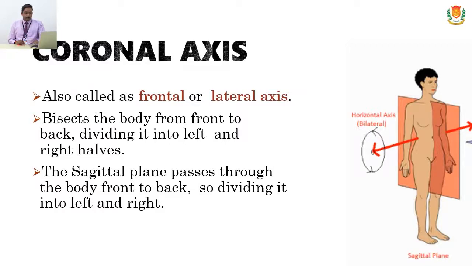Now, the coronal axis, also known as the frontal and lateral axis, it bisects the body from front to back, dividing into the left. Okay, stop. Not this.